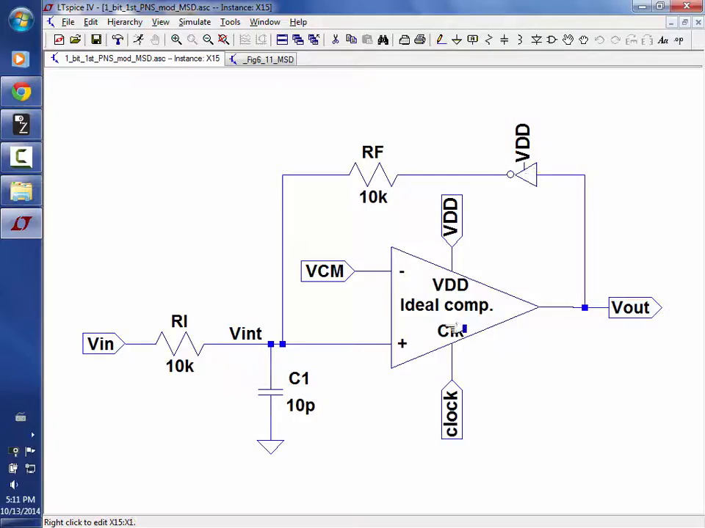I want to make sure what I feed back is inverted so it subtracts with the input. So how would I get rid of the inverter? Just swap these two inputs. So put the minus over here and the plus over here. The big difference is then I'm inverting it.